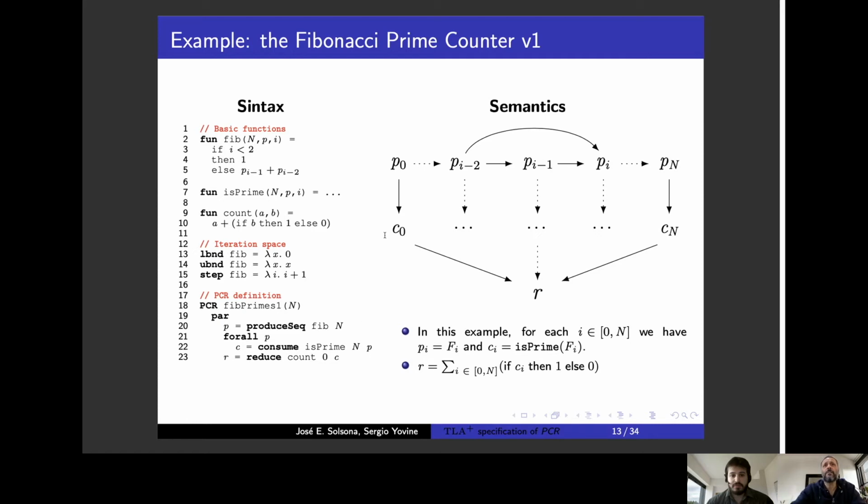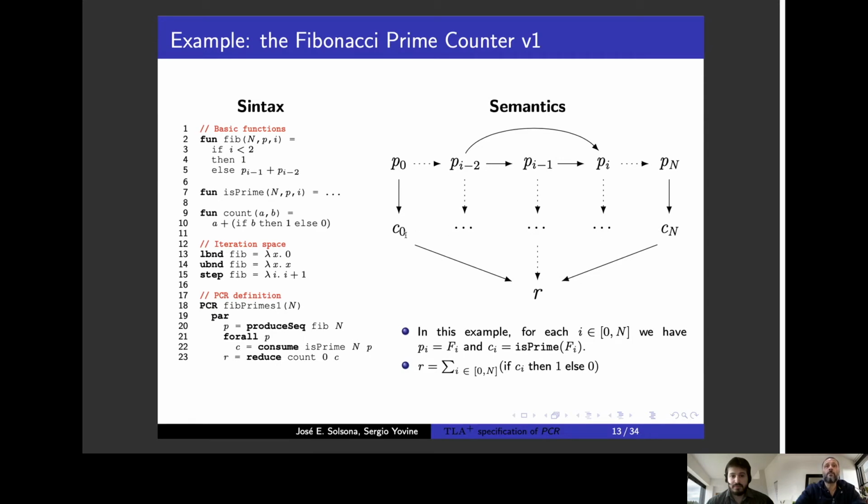The semantics is given by this directed acyclic graph of dependencies, where P0, Pi, etc. are the indexed values produced by the producer. Here it says that to produce value Pi, the producer needs Pi minus 1 and Pi minus 2. C0 up to Cn are the values produced by the consumers, and we have a data dependency between C0 and P0, Ci with Pi, etc.